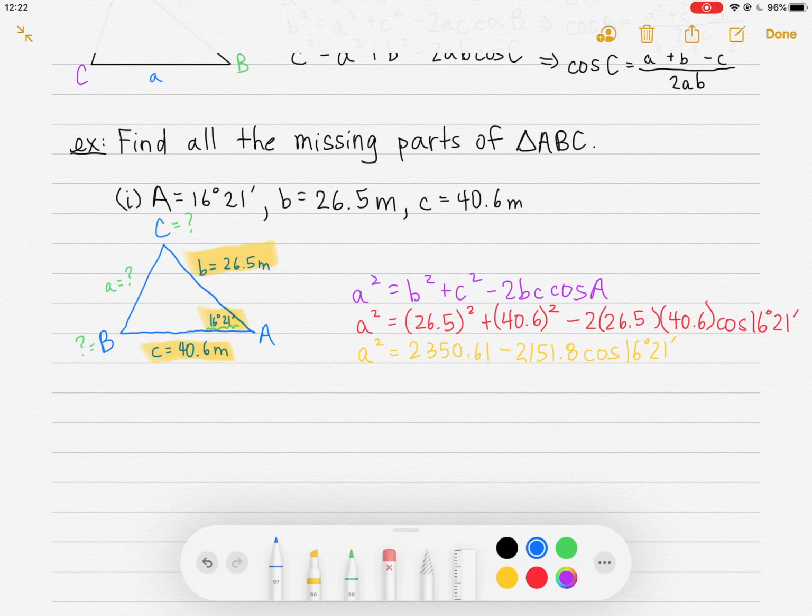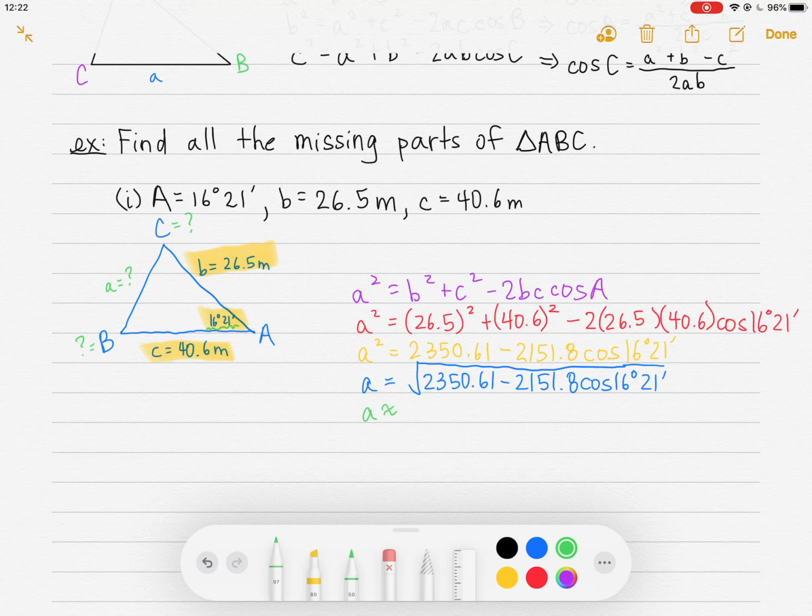And it's at this point that we can say that our a is exactly equal to the square root of 2350.61 minus 2151.8 cosine of 16 degrees, 21 minutes. And then we will put that whole thing in our calculator, and because I gave you the sides to the nearest tenth, I'll ask you to round to the nearest tenth. Type that whole thing in your calculator, give me one decimal approximation at the end. If you rounded it correctly, I will know.